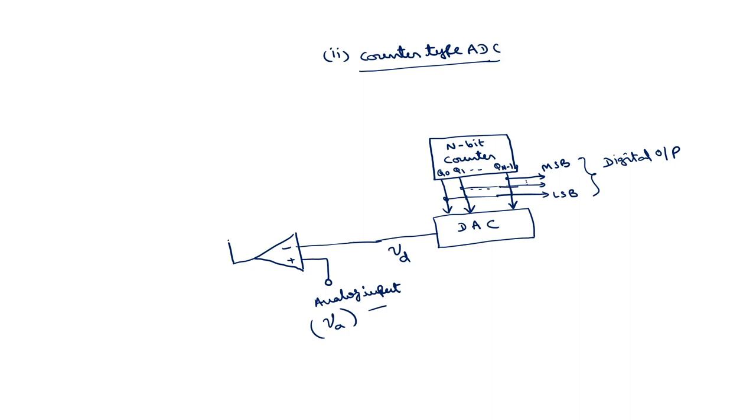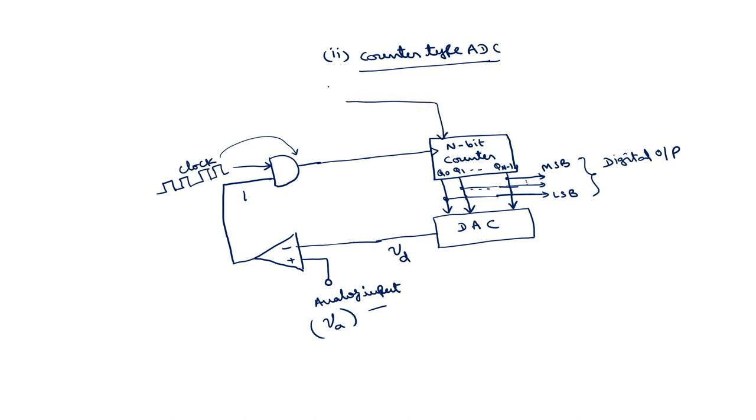This comparator output is applied to the AND gate whose other input is the clock signal. We know that for the AND gate, only if both the inputs are 1, the output is 1. So if the output of the comparator is 1, then only the clock signal will be propagated to the output. This is going to enable the clock of the counter. And there will be some reset signal for this counter. This is the block diagram of the counter type ADC.